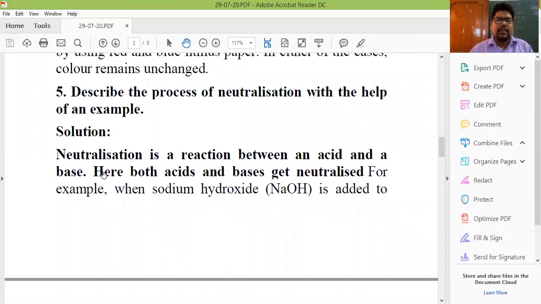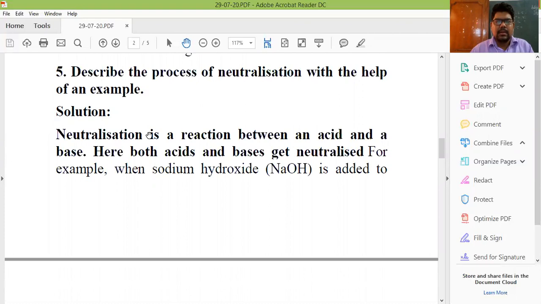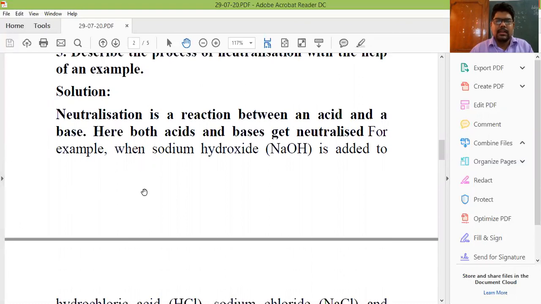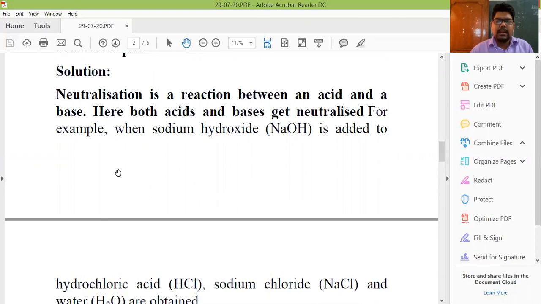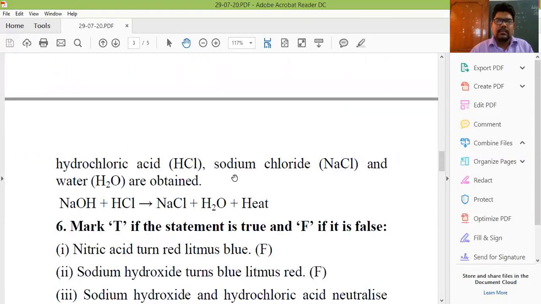Question number 5. Describe the process of neutralization with the help of an example. Neutralization is a reaction between an acid and a base. Here, both acid and base get neutralized. For example, when sodium hydroxide is added to hydrochloric acid, sodium chloride and water are obtained.